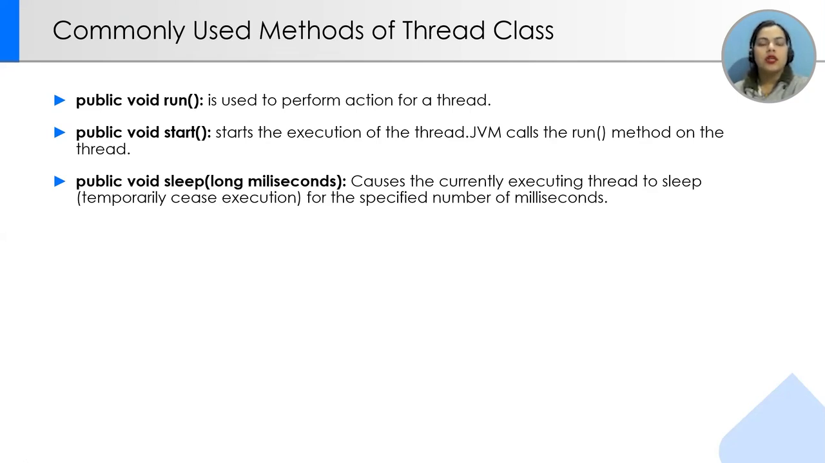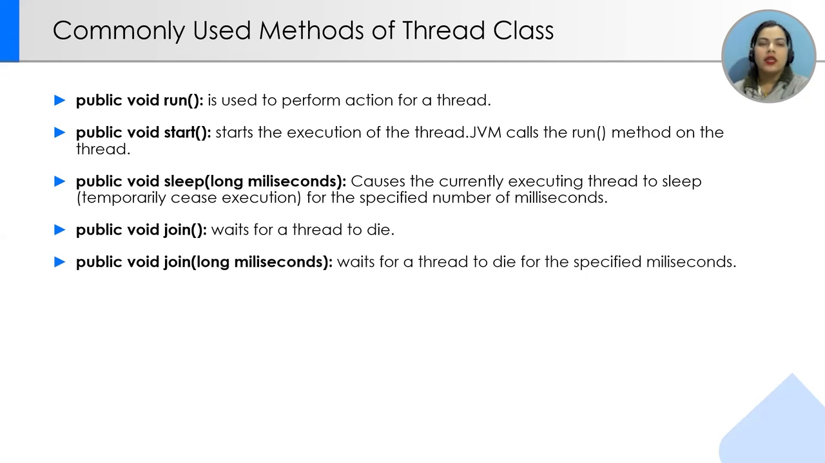It causes the currently executing thread to sleep, that is pause, temporarily cease execution. That means it's not that it will block the execution, but it will temporarily stop the execution for the specified number of milliseconds. Then public void join, it will wait for a thread to die. Then the next method is public void join long milliseconds. It will wait for a thread to die for the specified milliseconds.